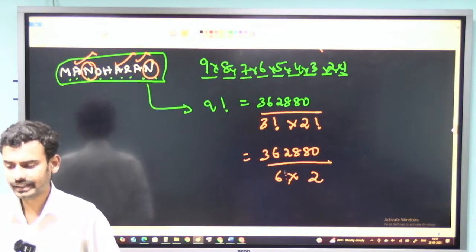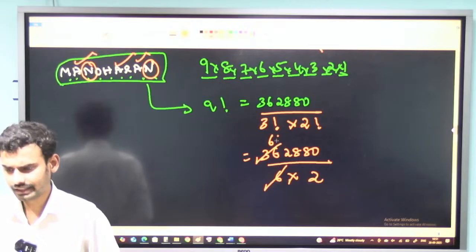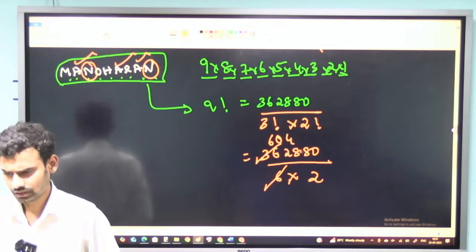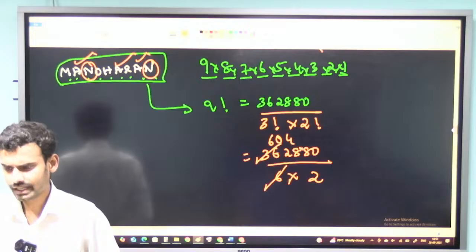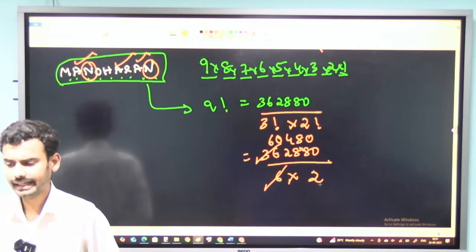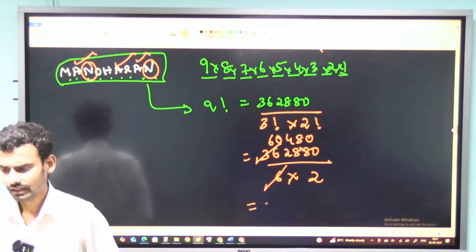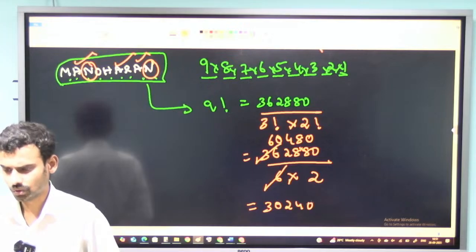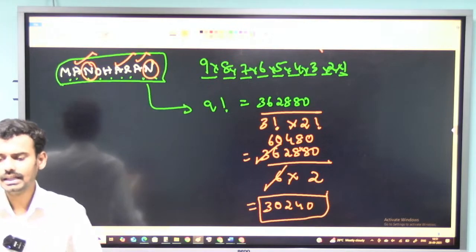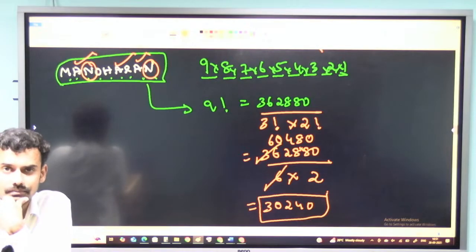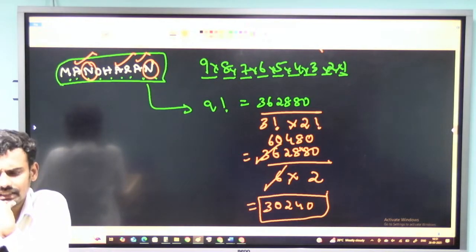Now if you simplify this, you will be getting 6 6s, again 0 here. Then 6 4s carry is how much? 4 carry, 6 8s 0. Again divide in 2 ones table, you will be getting 30240. So the final answer for this question is 30,240. Hope this is clear to everyone.